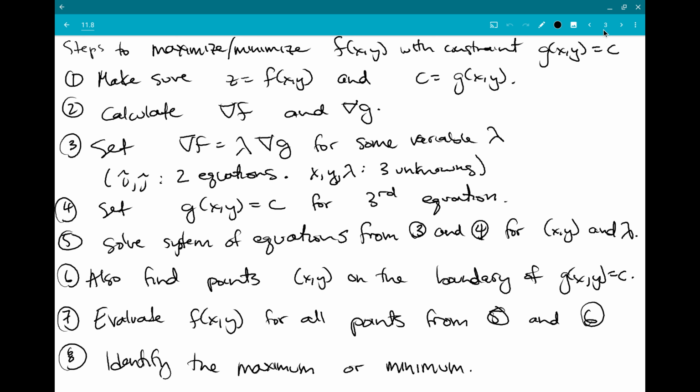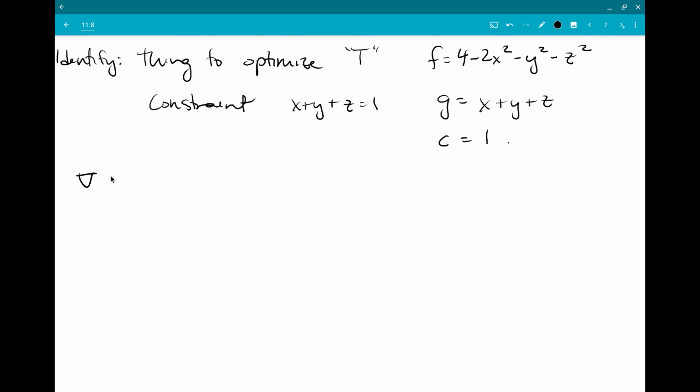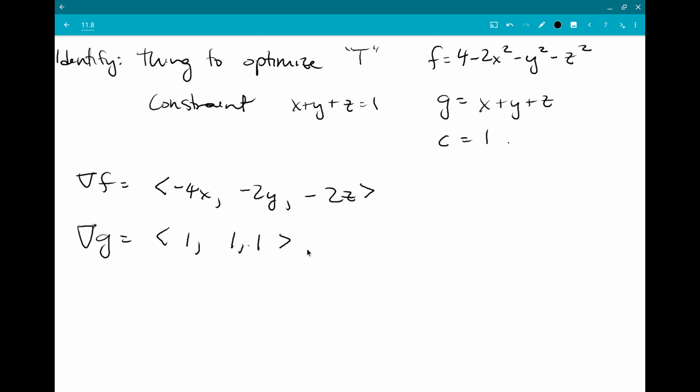And next, I'm going to start calculating gradients. So my grad f is minus 4x, minus 2y, minus 2z. That's the partial derivative with respect to x, y, and z. My grad g is 1, 1, 1. Usually these will be pretty simple just because you have to solve an algebra problem, and you can't if it's too complicated.